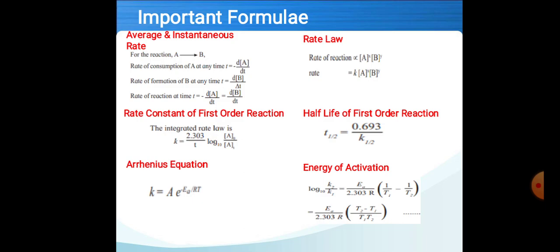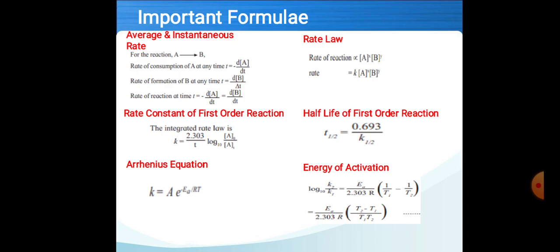Then second, rate law. The rate law is directly proportional to the concentration of reactant raised to the power. You can see the expression: rate of reaction is proportional to concentration of A raised to the power x and concentration of B raised to the power y. That is, rate is equal to k into concentration of A raised to x into concentration of B raised to y.